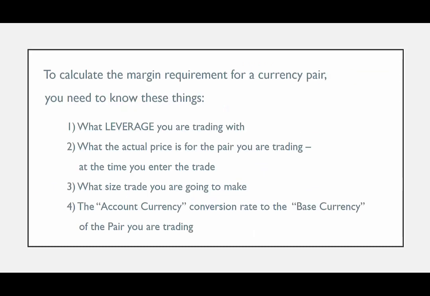To calculate what the margin requirement is for a currency pair, you need to know several things. You need to know what leverage you are going to use, what the actual currency exchange rate is for the pair you are trading at the time that you are entering the trade. You need to know what size of a trade you're going to make, and you also need to know the account currency conversion rate to the base currency of the pair you're trading.